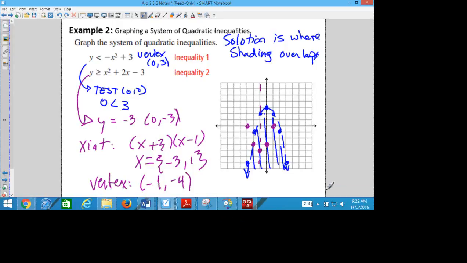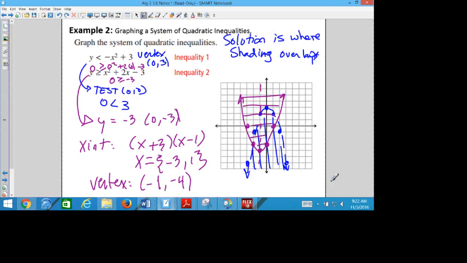And this should be solid. And we'll test a point. I'm going to test (0, 0). I'm going to test it right here. I'm going fast through these, like I said, because we've already done a bunch of those. So 0 greater than or equal to -3, that is true. So I'm going to shade this one.